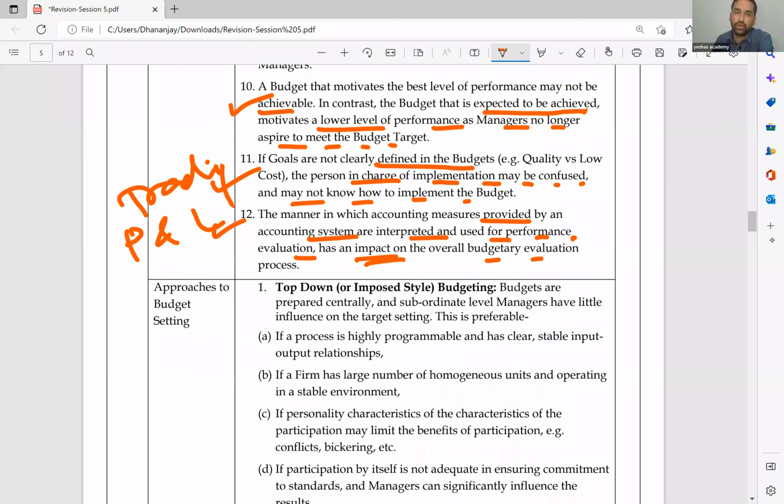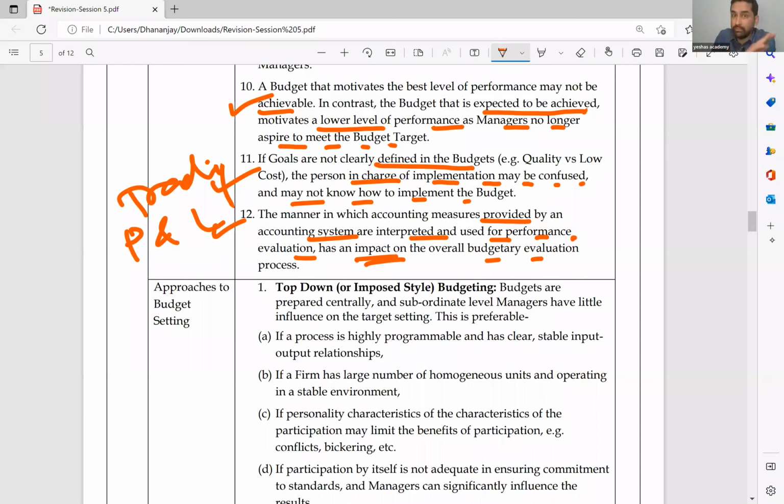Now, because of the lower closing stock, the financial accounting cost and the budgeted cost, which is based on cost accounting, may not match. If your policies are different, if the base number itself does not match, not comparable, then the whole budgetary control system will go for a toss.